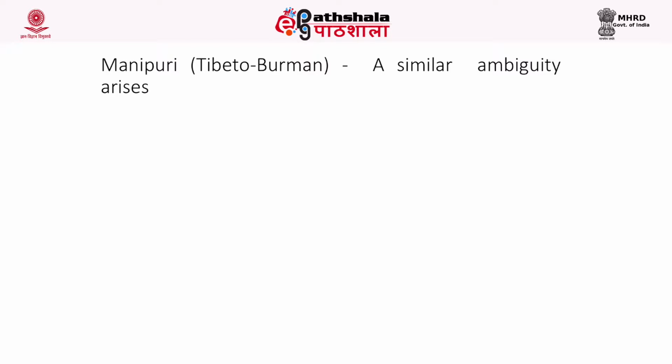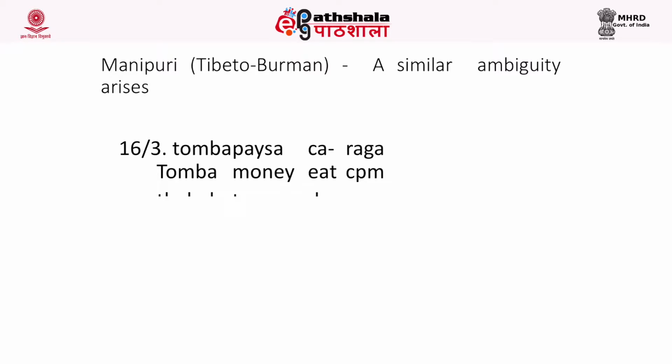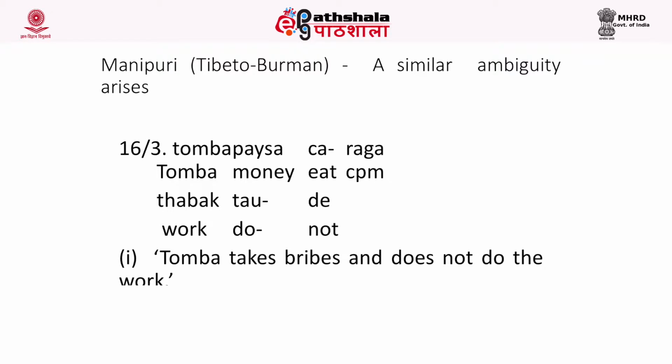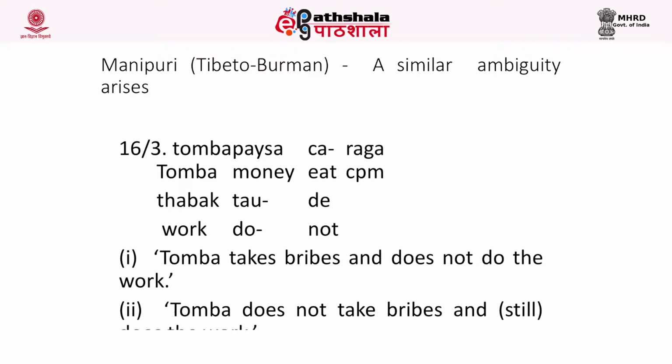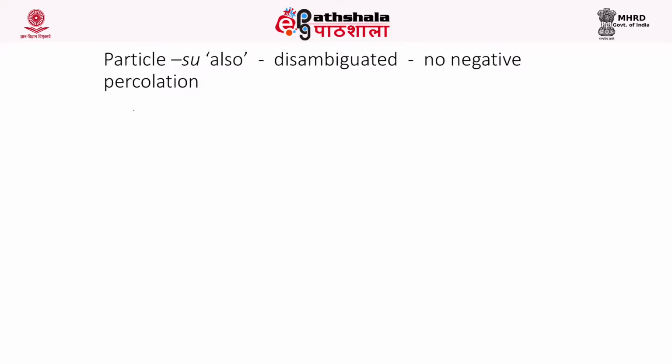Let's take the case of Manipuri. Manipuri is a Tibeto-Burman language. It's Meitei, as it is called. Meitei is the language. So in Meitei, a similar ambiguity arises. Let's look at sentence 16.3. Tomba paisa jaraga thabak taude. Let me repeat. Tomba paisa charaga thabak taude. Tomba money having eaten, that means having taken, thabak taude, he does not do the work. So exactly as it is in Hindi, this sentence is ambiguous. Tomba takes bribes and does not do the work, or Tomba does not take the bribe and still does the work.